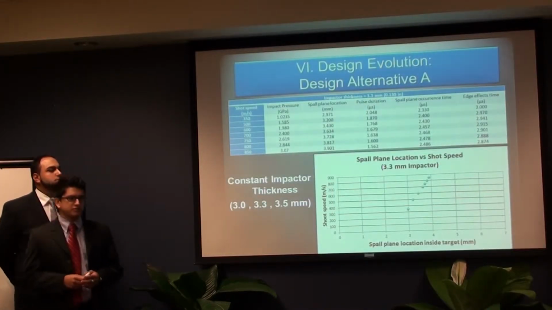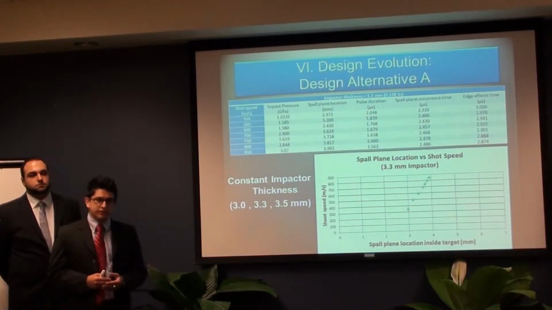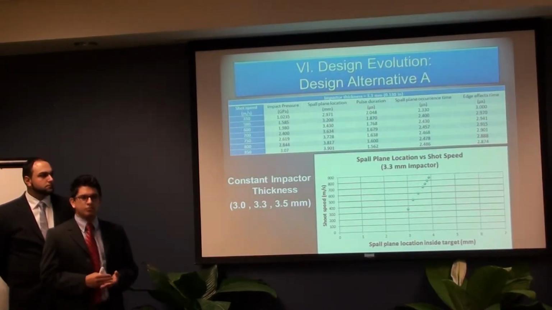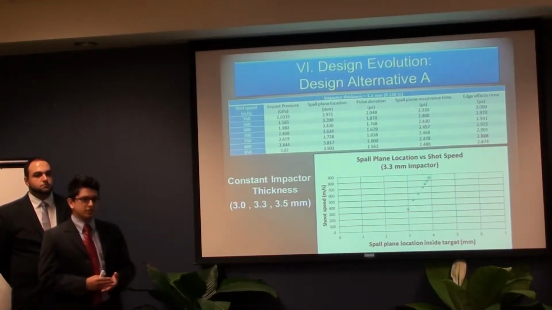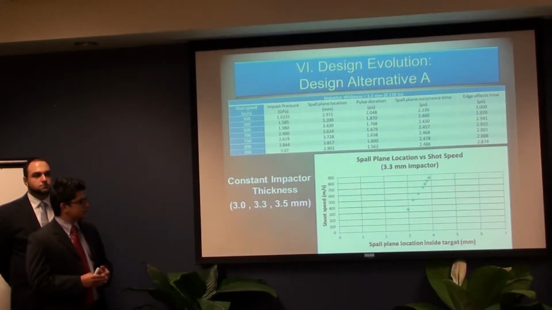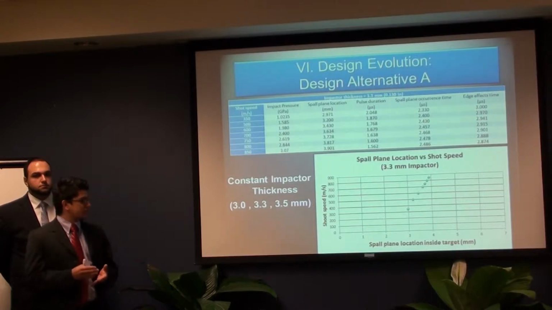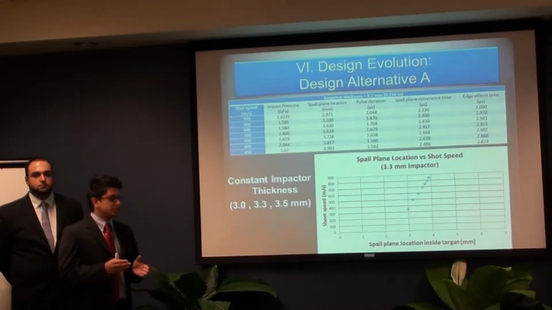So after we ran the first design, we wanted to go the extra mile and come up with 2 design alternatives. Alternative A was based on a constant impactor thickness with 3.3 and 3.5 millimeters. So we ran the mathematical model using these thicknesses and the density of PMMA, and we obtained that 3.3 is the optimal impactor thickness due to the fact that we were able to obtain a spallation plane inside the copper target somewhere in between the sweet spot of the target itself.